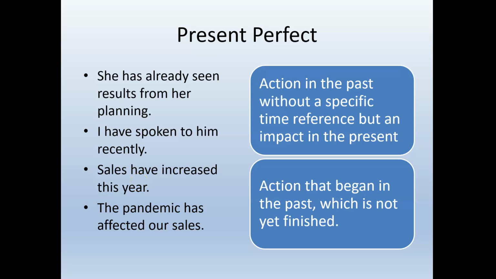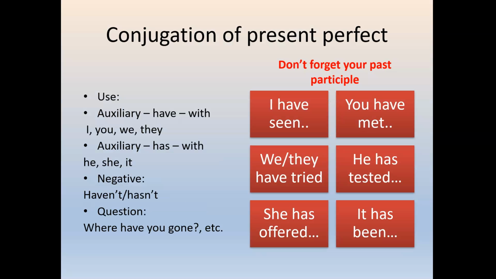Or, the pandemic has affected our sales. The pandemic started in the past. It's not yet finished, and the effect is still continuing. For the conjugation of the present perfect, don't forget to use the correct auxiliary. My cat is meowing again. Hold on. Okay, back to conjugation of the present perfect. Your auxiliary is have or has.